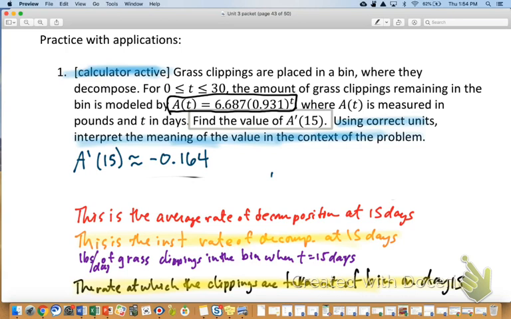I think you know this already. What's the issue with the red one? The average. It's not an average rate of change. Why is it not an average rate of change?